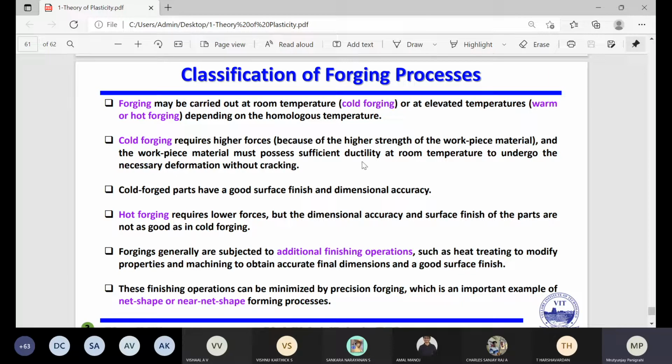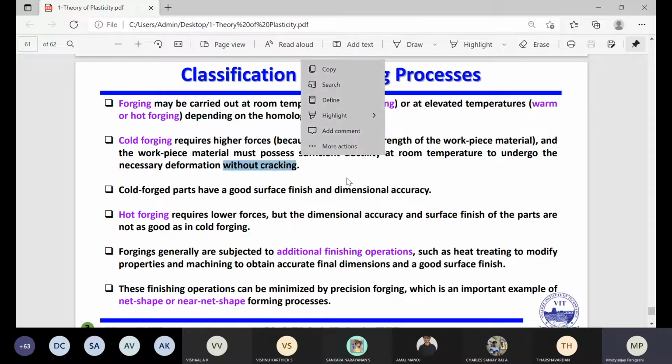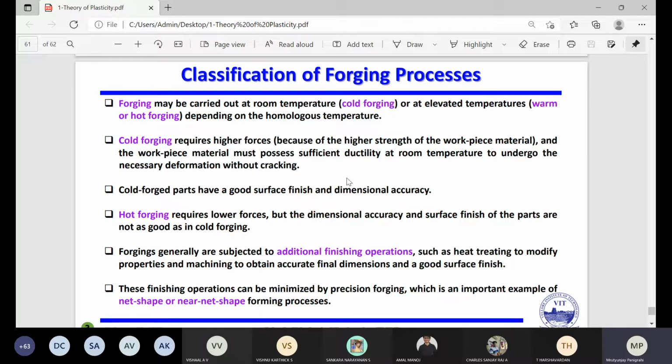If you are considering the temperature, then you can classify forging as cold forging or hot or warm forging. How do we define cold forging? Cold forging requires higher forces because of the high strength of the workpiece material, and the workpiece material must possess sufficient ductility at room temperature to undergo the necessary deformation without cracking. That part is much more important, because if you find cracks, then this is a waste, or it is not required.